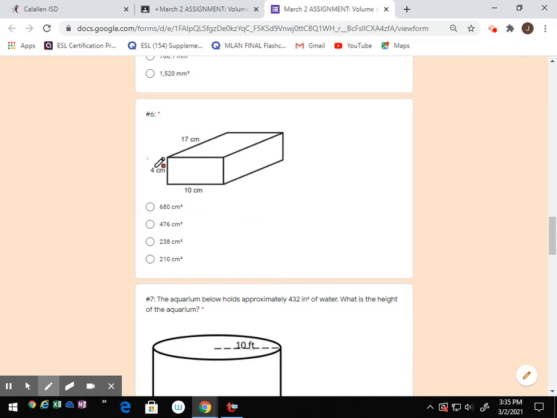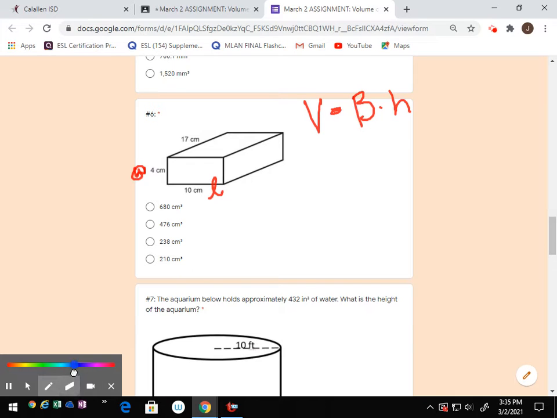Number 6, we can see that this shape is a rectangular prism. Okay, so again, volume formula. It's the same as all these. Big B times H. All right. 10 is going to be our length. Actually, 4 is the height. 4 is the height of the image. So 4 is the height. 4 is going from up here to up, okay? And then 17 will be our width.